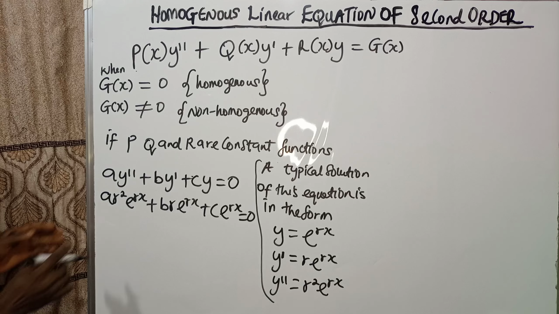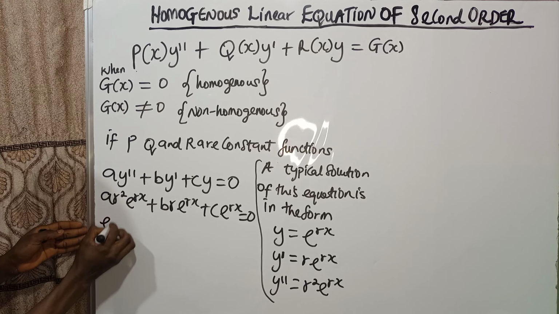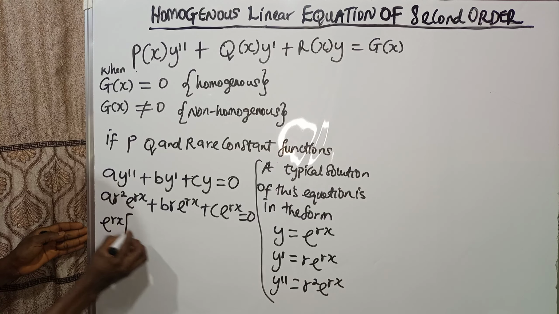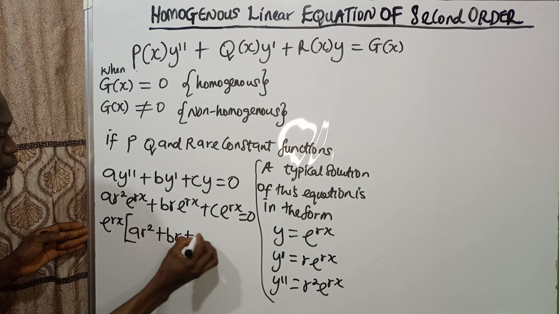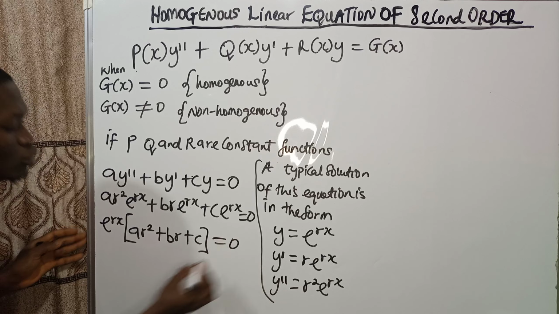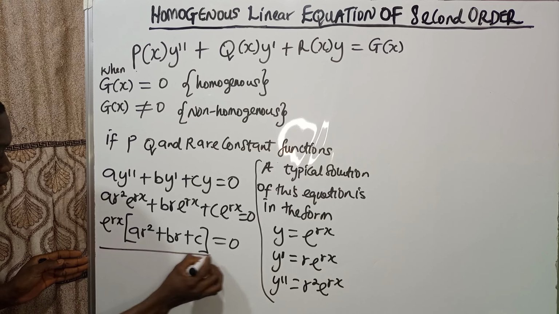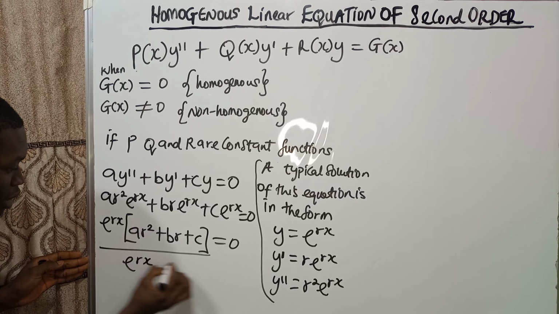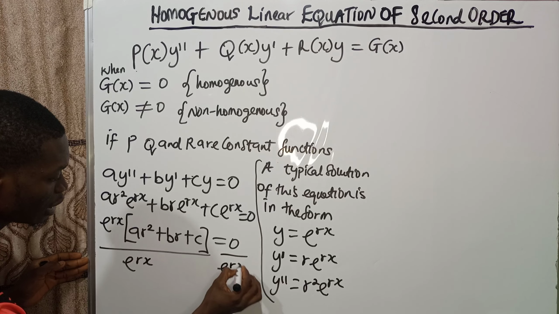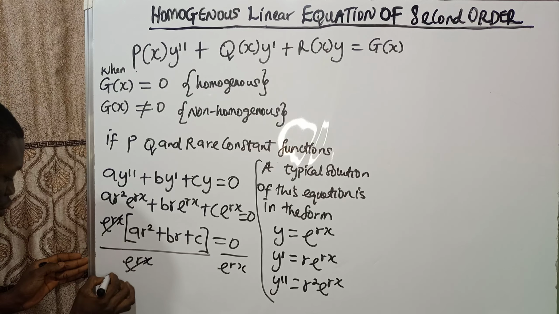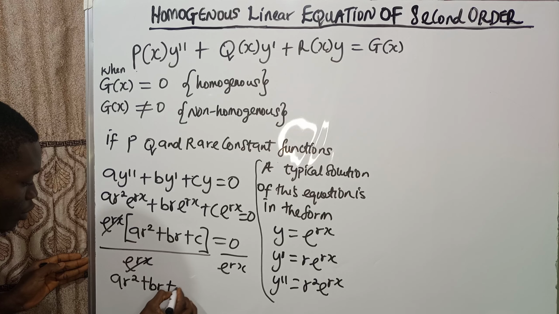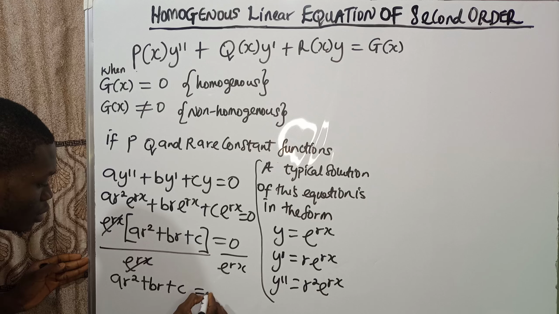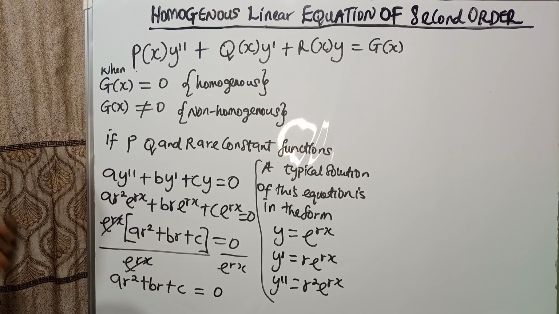So it is equal to 0. Now, what is common here? Exponential rx. We can factor it out. So we can divide through by exponential rx, and this cancels this. We have ar squared plus br plus c is equal to 0.